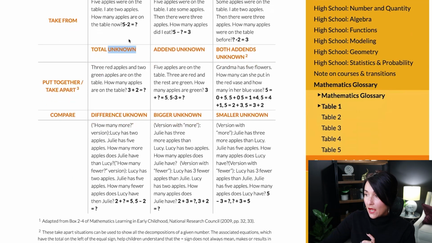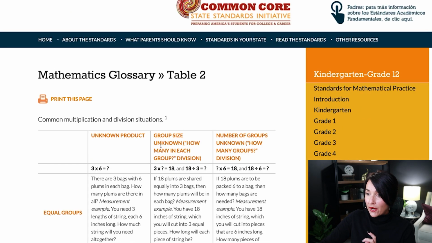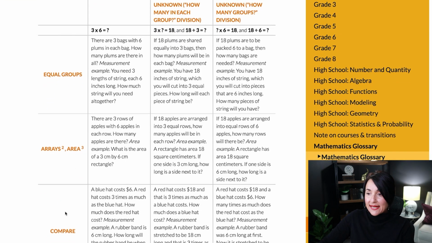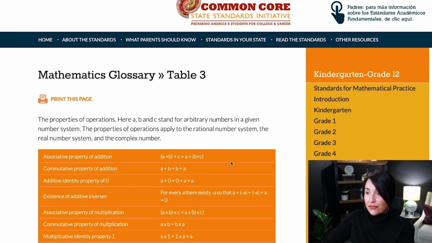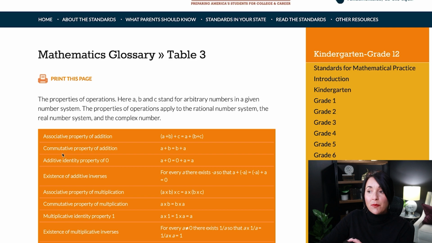Now, this is just table 1. There's table 2, where it talks about equal groups, arrays, compare, general. These are things you will see on the exam as well. Table 3 has to do with like associative property, commutative property. These are standard math concepts that you're going to see on tests all the way up through high school. There are questions on the commutative property, the multiplicative identity property of 1. It's all laid out here in these tables. It sounds way more complicated than it is. When you actually look at these tables and match them up to their definitions, it makes complete sense.